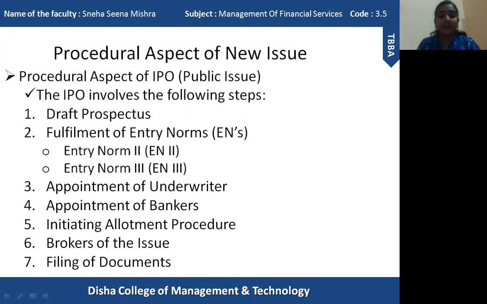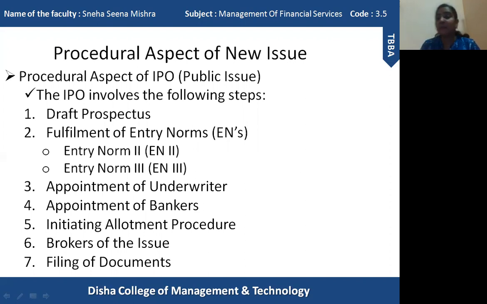The next point says that the minimum post-issue face value capital shall be rupees 10 crore, or there shall be compulsory market making for at least 2 years. Means after the issue of the shares, the face value of the capital needs to be at least rupees 10 crore. And there shall be compulsory market making for at least 2 years. Means for 2 years, these underwriters are going to provide this facility to the company, that they are supposed to create a market for the shares which are issued by the company.